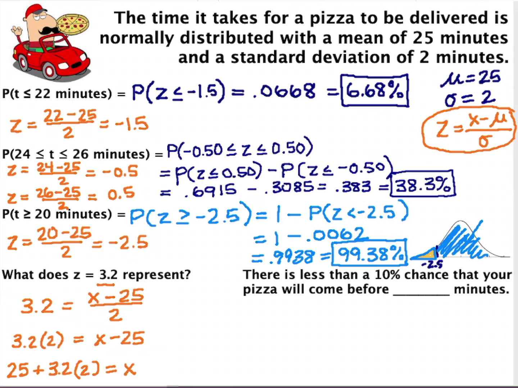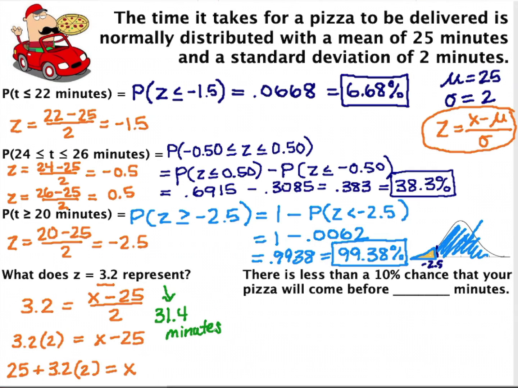And the reason I wrote it out like that is because I wanted to show you that we are talking about 3.2 standard deviations above average. So we started at the average and we added on 3.2 standard deviations. And that comes out to 31.4, so really that represents 31.4 minutes in delivery time.